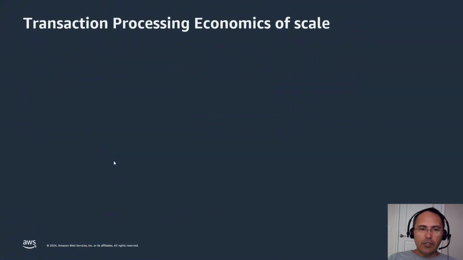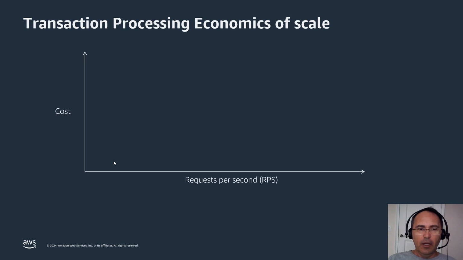So let's first understand the economics. Why is this important, and how is this going to affect your overall workload cost and performance? In the current graph here, you're going to see that the x-axis represents requests per second and the y-axis the cost. So basically, as the number of requests per second increases, so will the cost. Initially at the lower rate, but later on at the higher rate.